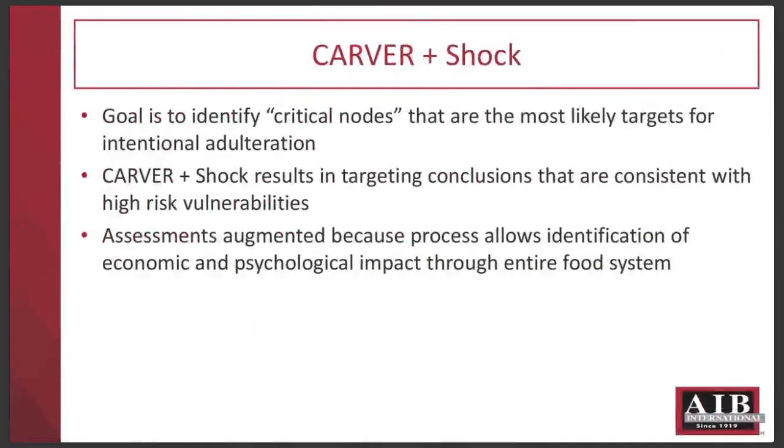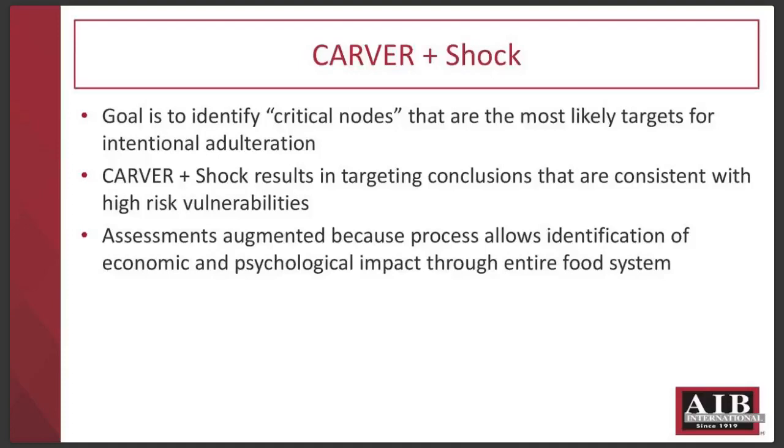Now, with CARVER plus Shock, the goal is to identify critical nodes that are the most likely targets for intentional adulteration. CARVER plus Shock results in targeting conclusions that are consistent with those high-risk vulnerabilities. And it augments the process, allowing identification of either economic or psychological impact through that shock factor.